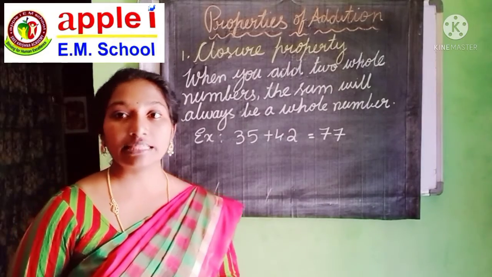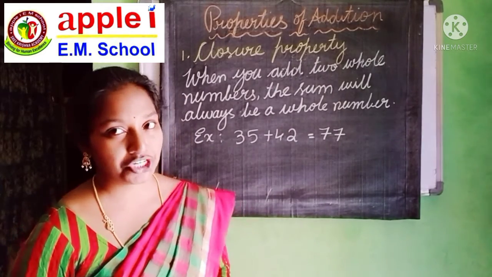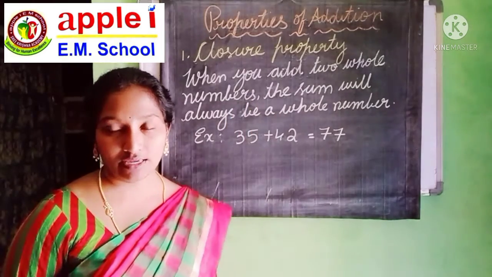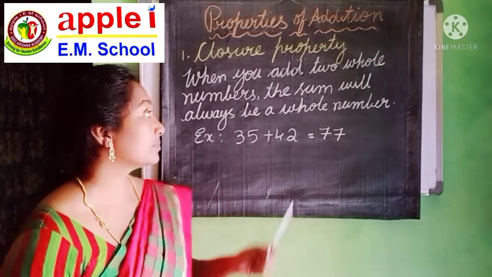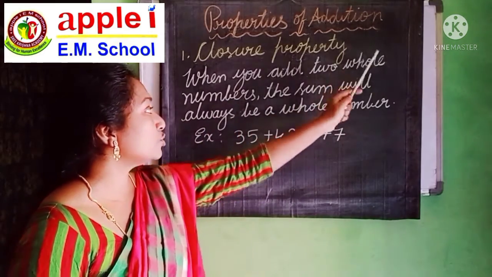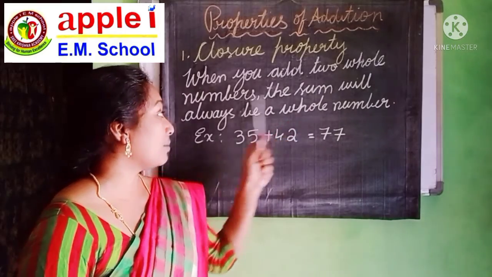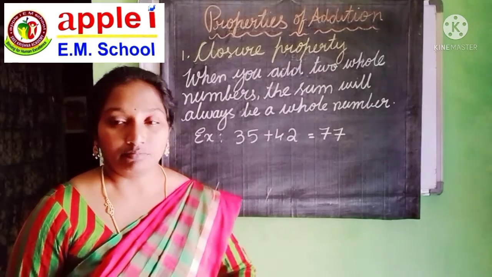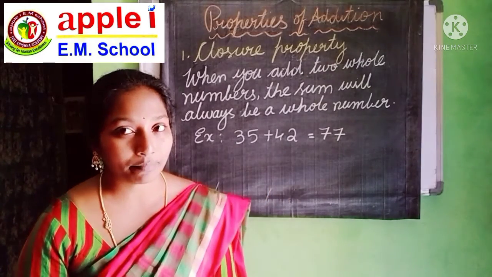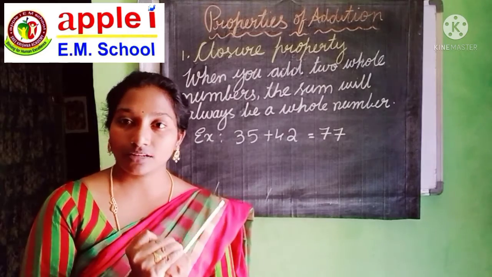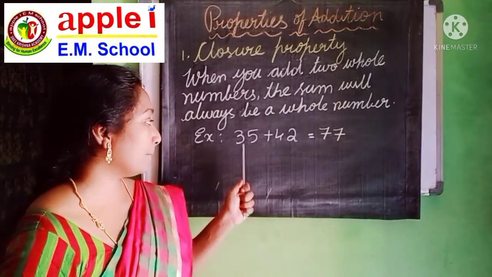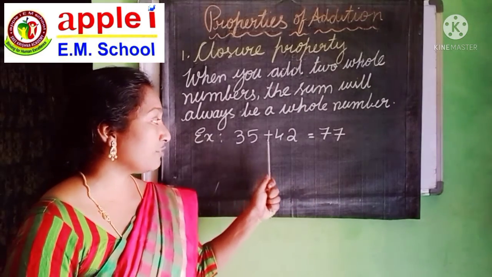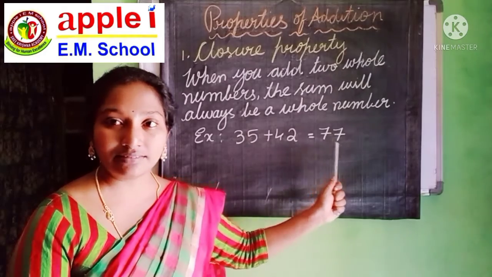Now let us see the properties of addition. The first property, closure property. When you add two whole numbers, the sum will always be a whole number. It means if you add two whole numbers, we will get an answer that is also a whole number. For example, 35 is a whole number, 42 is also a whole number. So 35 plus 42 is 77.